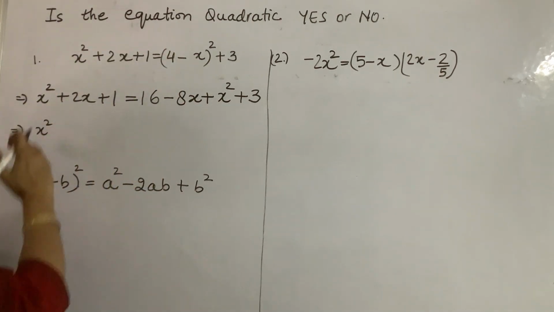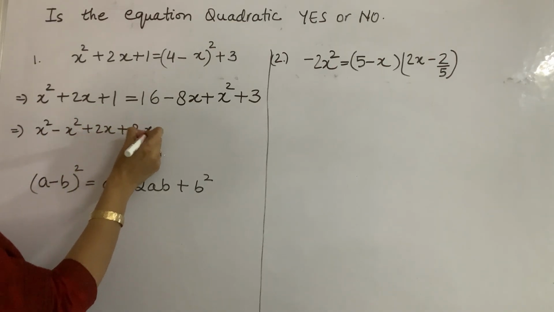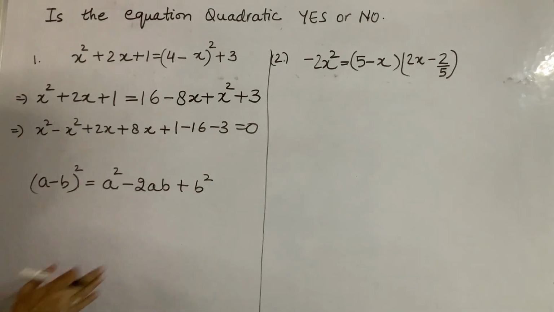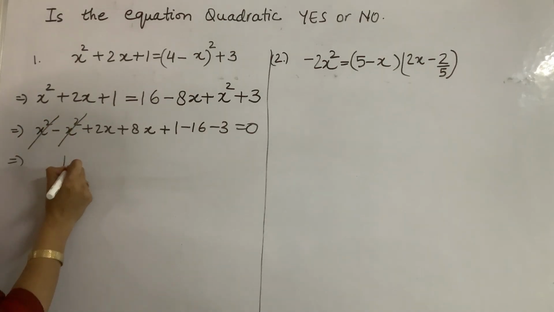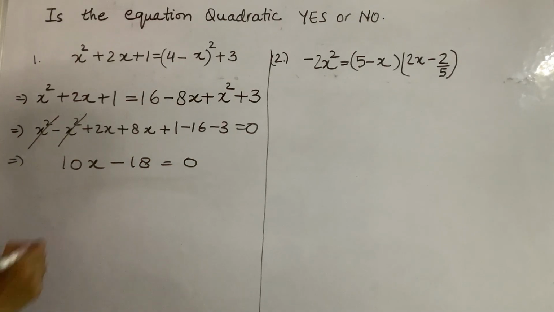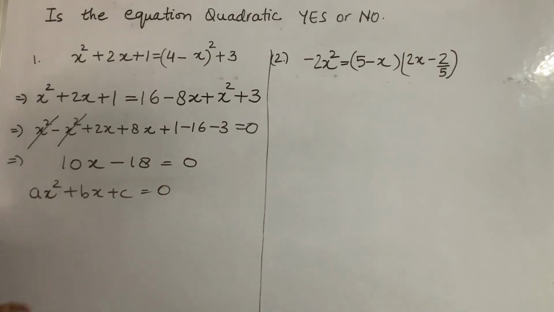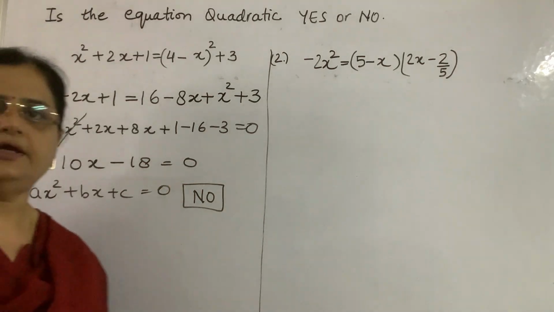Let me transpose all these things to the left hand side. Minus x square plus 2x plus 8x plus 1 minus 16 minus 3 is equal to 0. Let us rub this out. So if we simplify, this cancels out and we are left with 10x minus 18 is equal to 0. But our general form was ax square plus bx plus c is equal to 0. The term x square is missing over here. So we will say that no, this is not a quadratic equation.